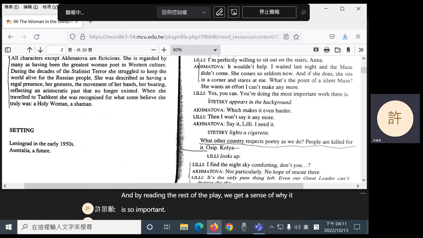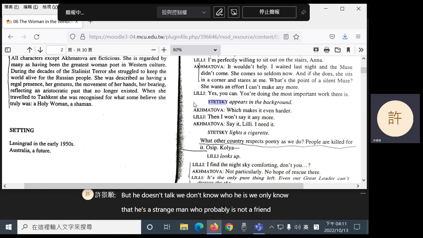Then we get a new character. Stetsky appears in the background. Now, think about this. At this point, he doesn't talk. When you're watching the play, all you see is some guy appearing on stage. But he doesn't talk. We don't know who he is. We only know that he's a strange man who probably is not a friend of Anna and Lily because he doesn't say hello. So immediately we don't trust him.